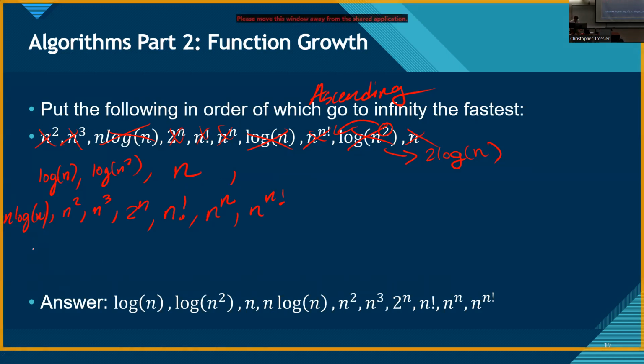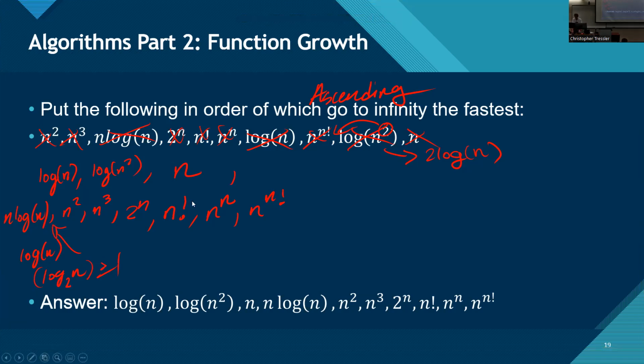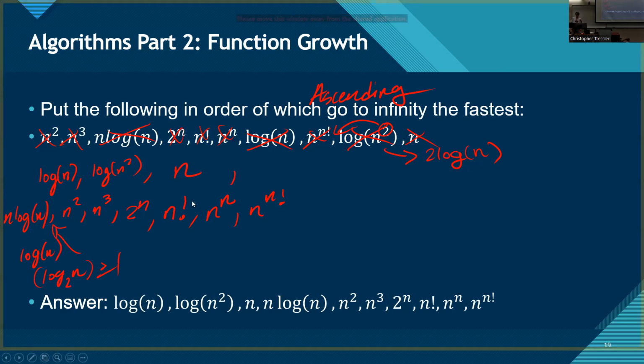But keep in mind, assuming that n is a big number, that means log of n. Now in our case, log of n is usually log base 2 of n. So assuming n is a number that is larger than 2, this means that this is going to be greater than or equal to 1, which means that yes, this goes faster than n. Yeah, that was my mistake. We're good. Good job.